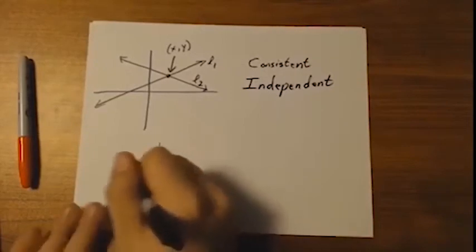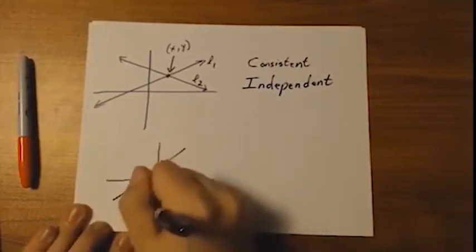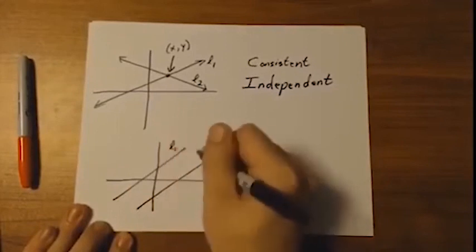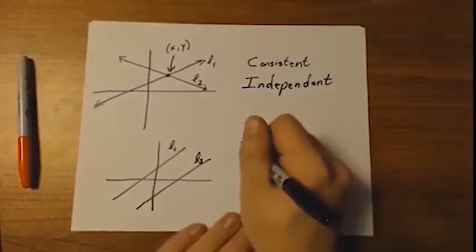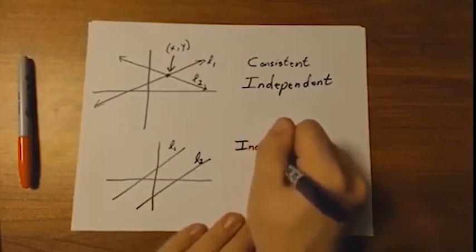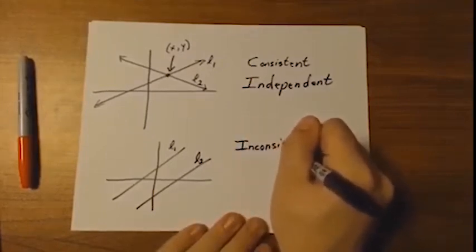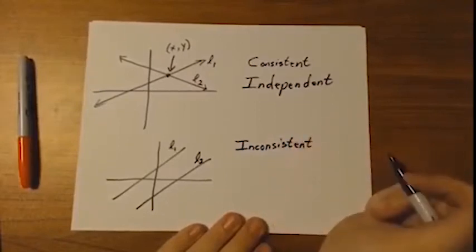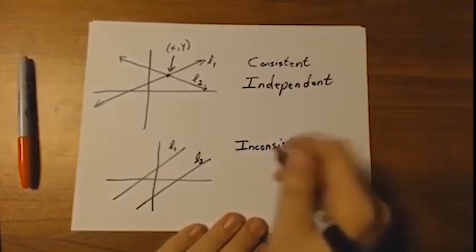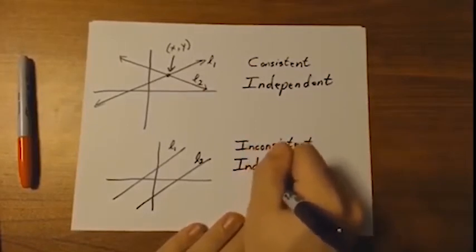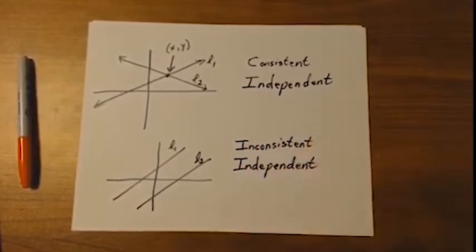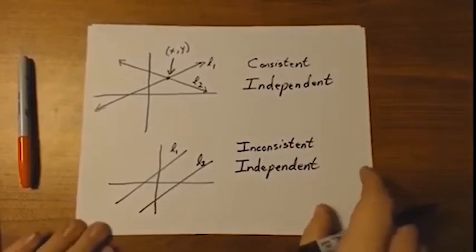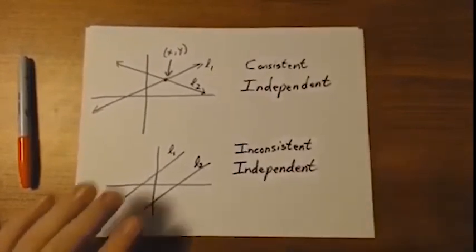We also have the possibility that our two lines are parallel. In this case, we would say the system is inconsistent and independent. Don't worry, I'm going to go back through these terms and help us make sense of them in just a minute.